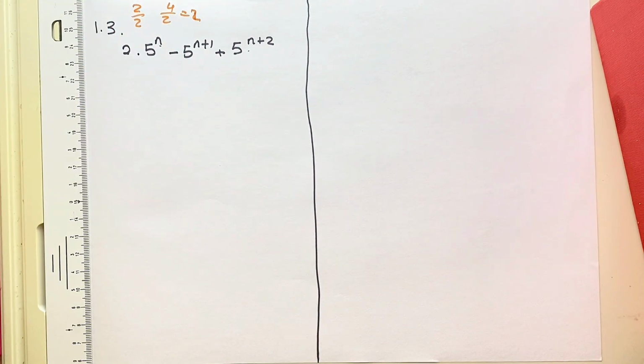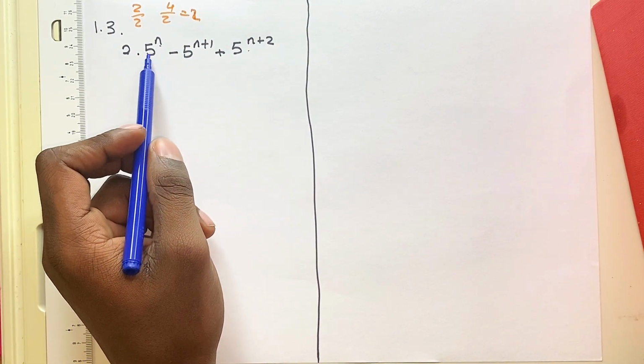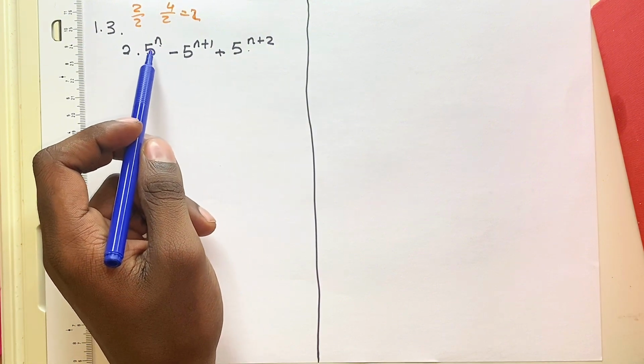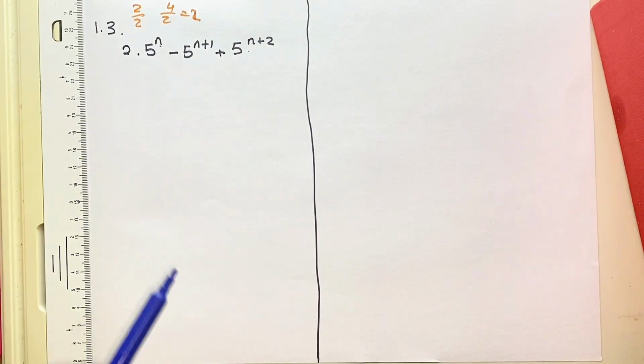Now, if I want to show that this expression is even for all integer values of n, I must prove that this expression can be divided by 2, right? So let's start by simplifying.